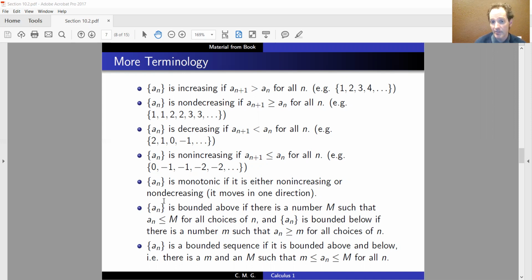It is not, however, bounded below. So bounded below would be a small number so that all of your numbers are bigger than that number for any choice of n. And it's bounded if it's bounded above and below. So none of the sequences I've given you here are both bounded above and below. You can see it's either going to shoot off towards infinity or go down towards negative infinity, but none of them are going to stay in between two bounds. They'll be bounded maybe above or bounded below, but not in both.